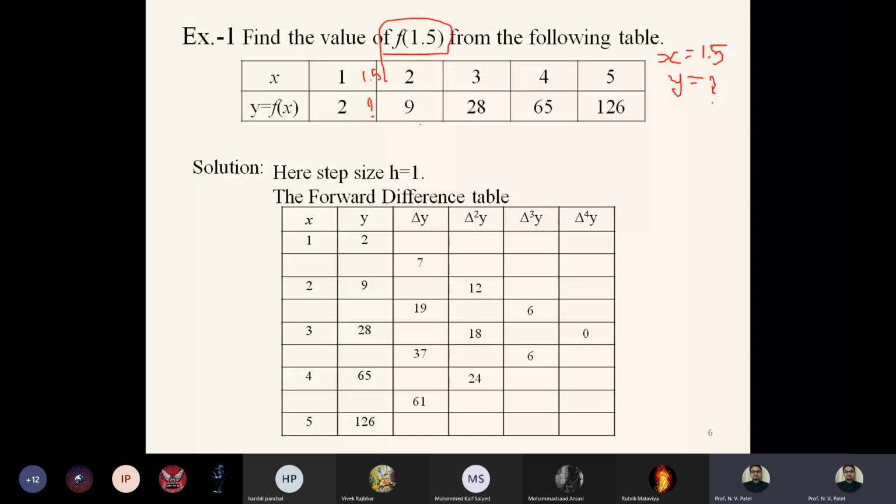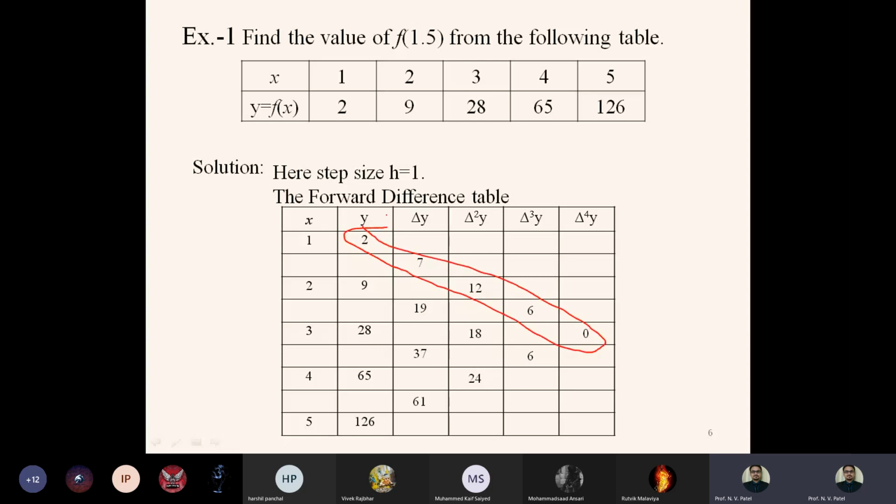Then delta square y values. Again, we have to take lower value minus upper value. 19 minus 7, 37 minus 19, 61 minus 37. So you can apply your scientific calculator or simple calculator to construct this table. Then delta cube, that is 18 minus 12, 24 minus 18, that is 6. And delta 4, 6 minus 6 is here 0. So consider this table, and we require the first value of each column for our Newton's forward.